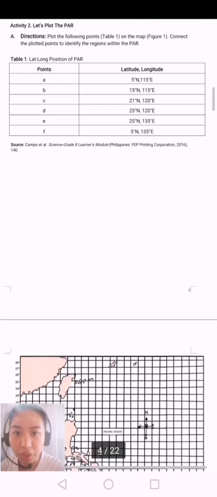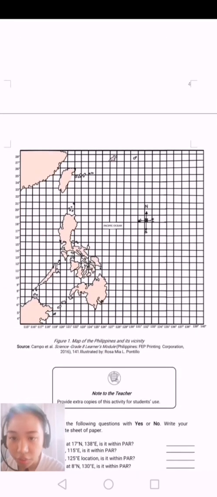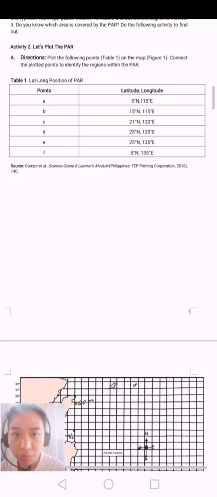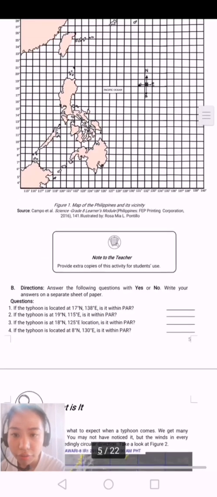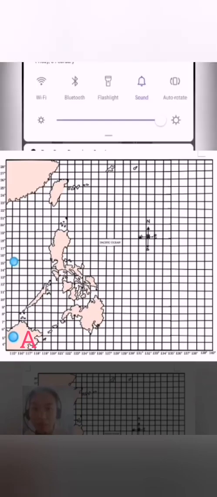Next is point B. 15 degrees to the north, to 115 degrees to the east. Here, and label it with point B. Next is plot point C, which is 21 degrees to the north and 120 degrees to the east. Very good. Label it as point C.